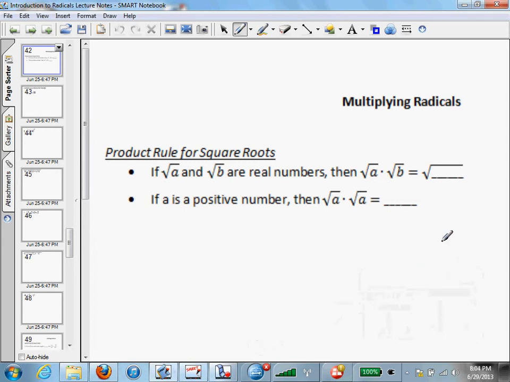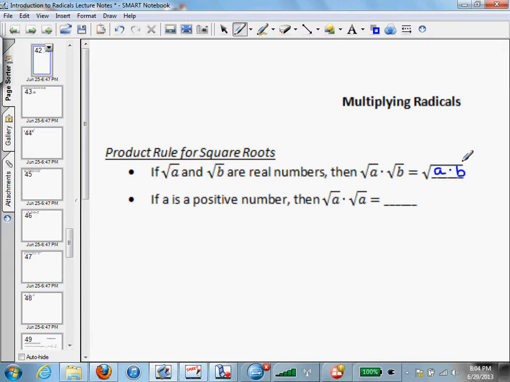Hello and welcome to the discussion on multiplying radicals. For this you'll want to know the product rule for square roots. If the square root of A and the square root of B are real numbers, that means the stuff inside is not negative, then the square root of A times the square root of B is the square root of A times B.